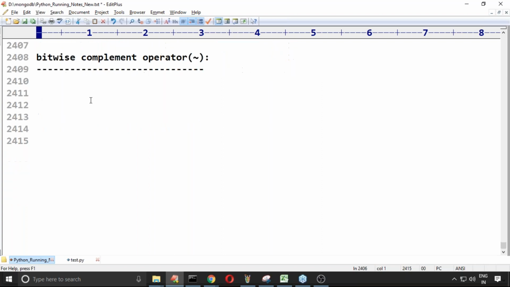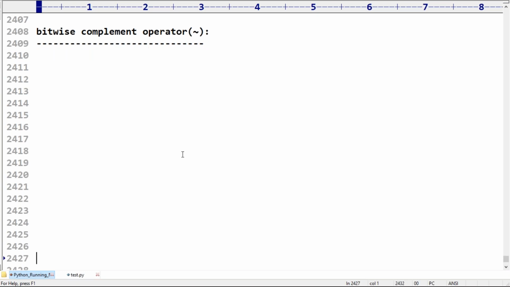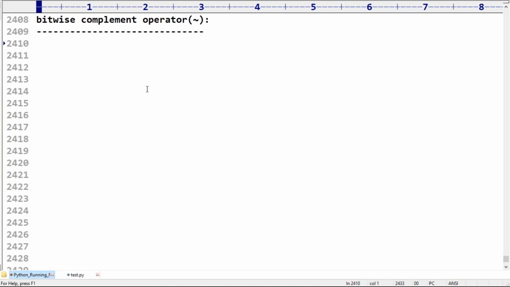So now the next concept here is bitwise operators. It's very simple. The bitwise complement operator is very important. Please take very special care about this. Now I'm trying to print the bitwise complement of 5. Complement means you know, right?